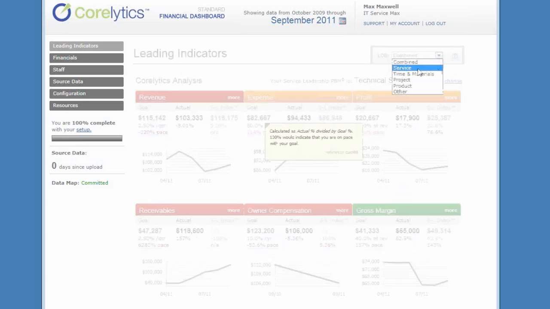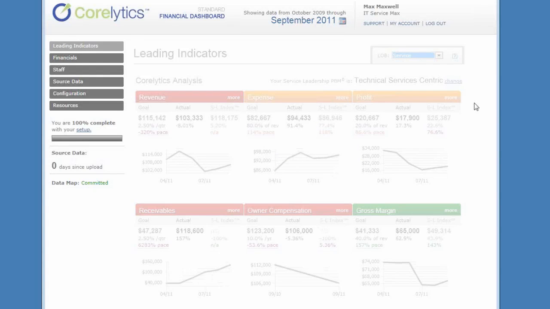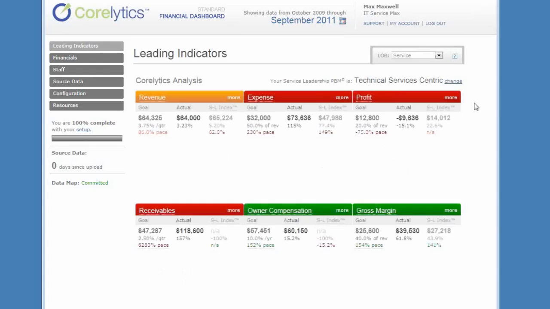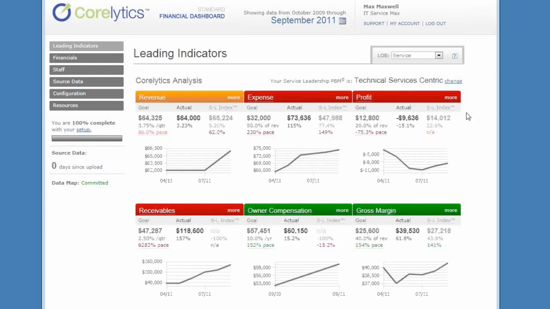And remember, you can change the line of business at any time here, and it will refresh. And now you're seeing the picture based on just the information for the service line of business.